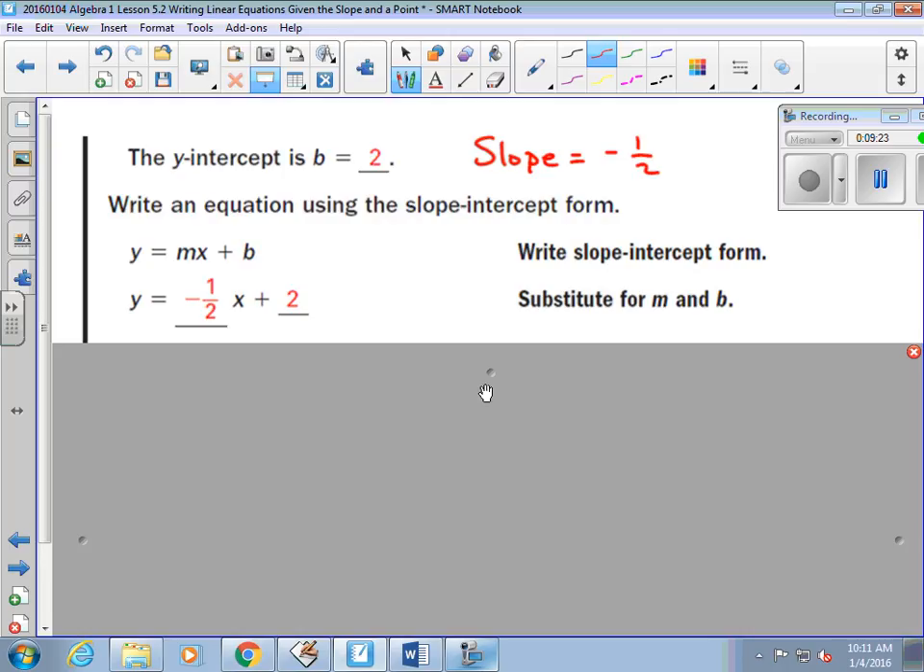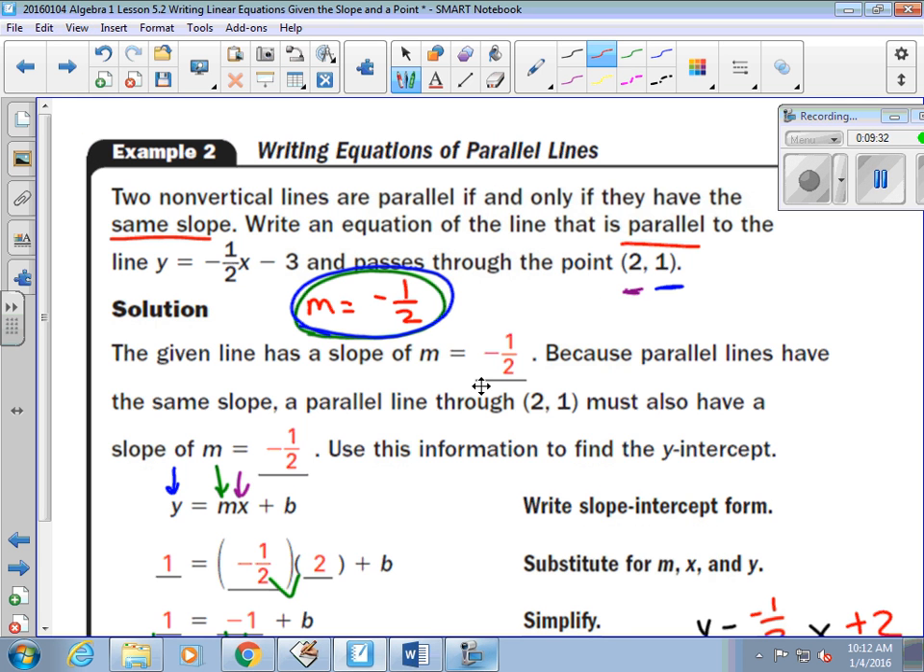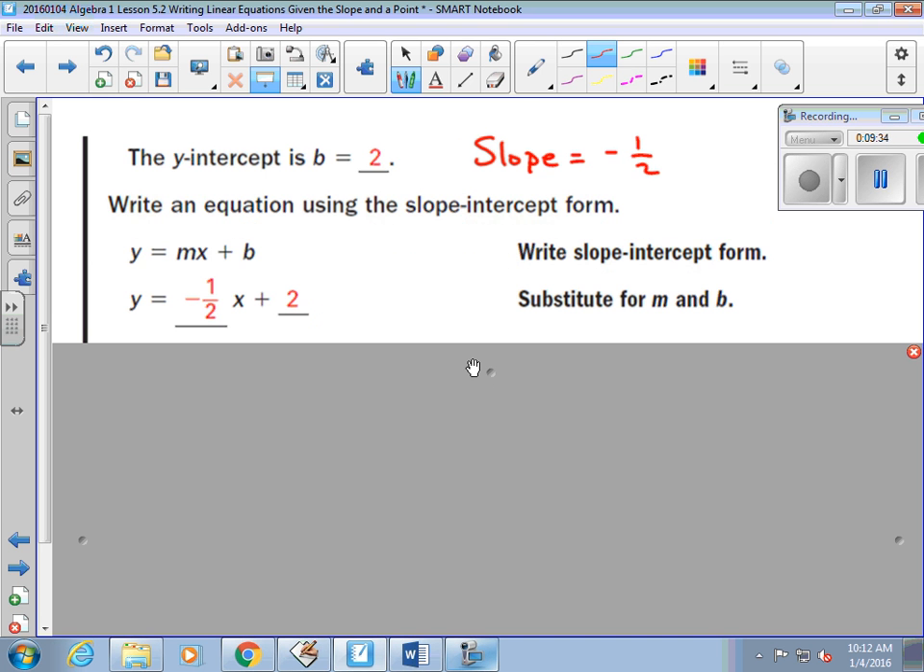You can check these equations by graphing them to make sure that they are parallel lines. The first equation was y equals -1/2 x minus 3. That was the one given to you originally. Now we know these lines are parallel because they have the same slope, but graphically you can check both of them.